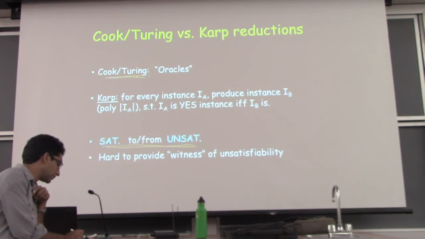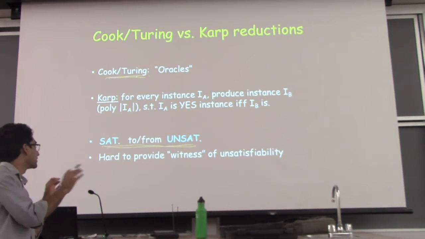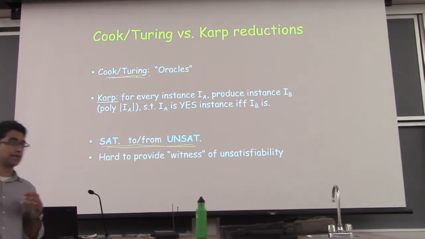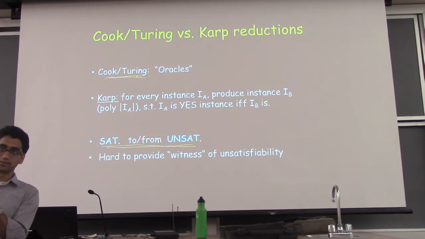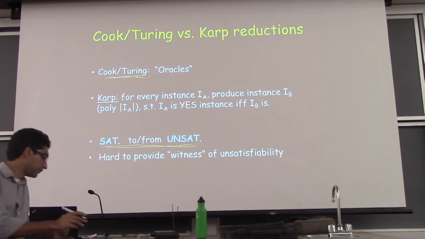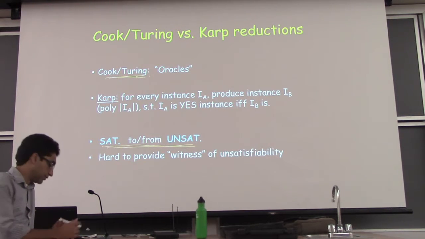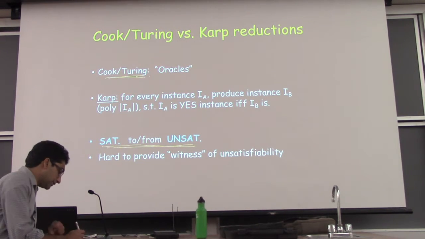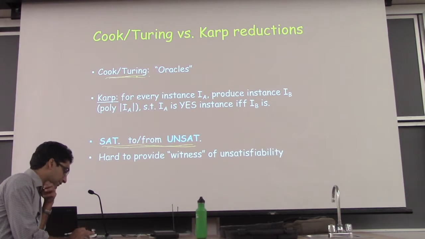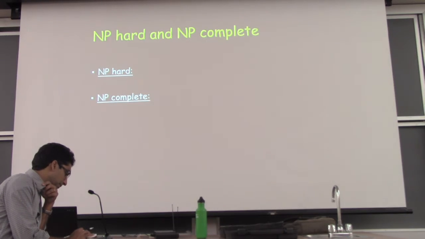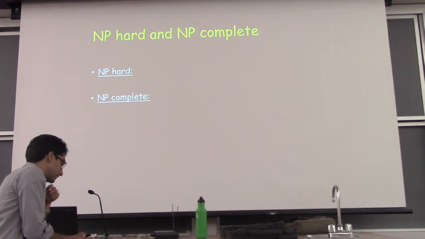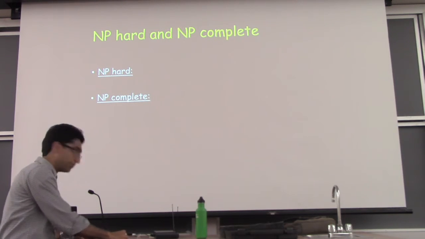While if you just look at Turing reductions, it's trivial to reduce between SAT and UNSAT, because you just do something and then you negate the answer. So if you had an oracle for SAT, you could use it to solve UNSAT, and vice versa. Okay, so this was just a quick recap, and we also defined what NP-hard and NP-complete are.